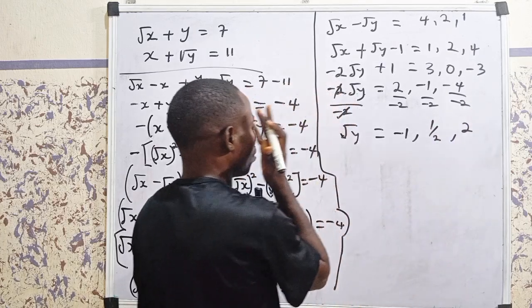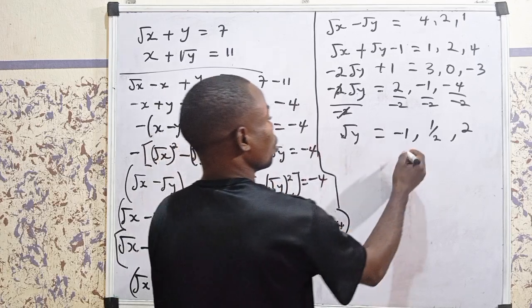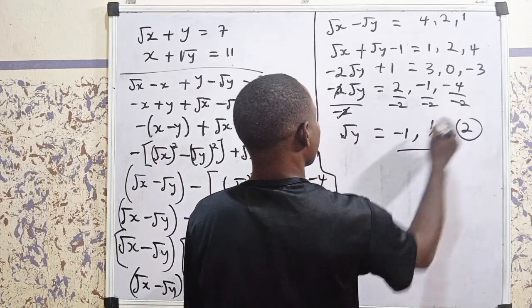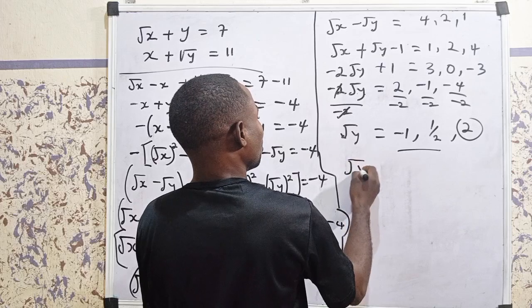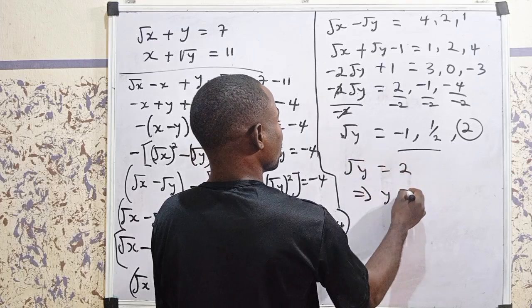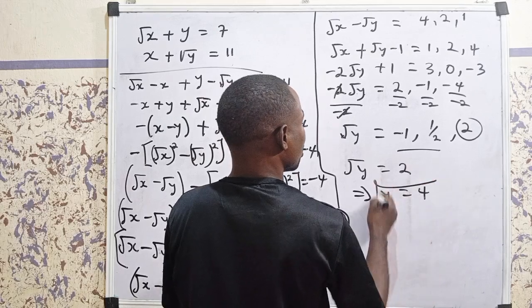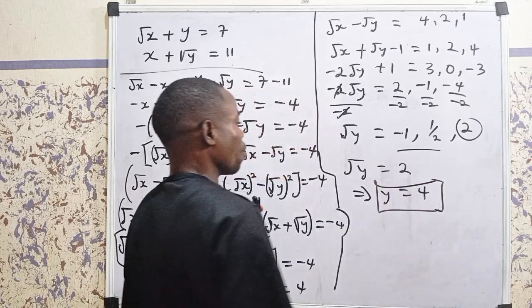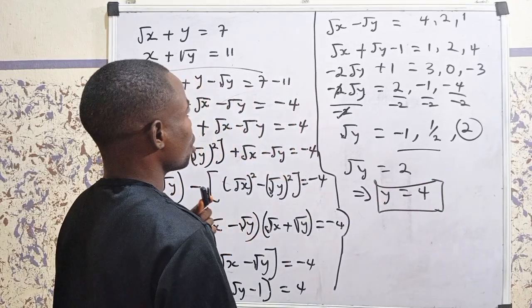Okay, so at this point I am actually going to leave all these ones and pick this. So if I do that, root y is equal to 2, which implies here that y is equal to 4. Okay, so this is the value for y which we've got.